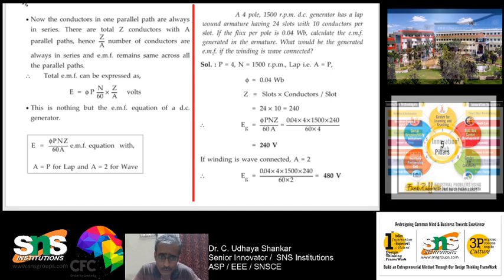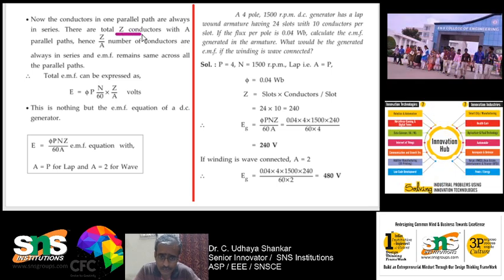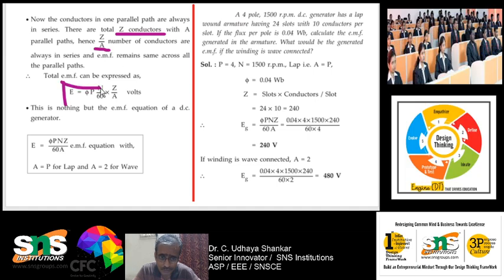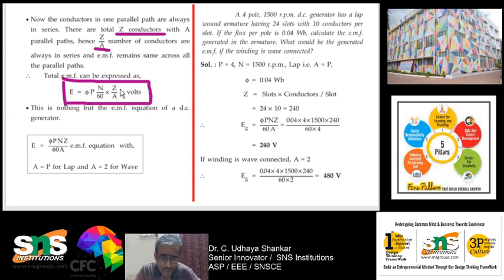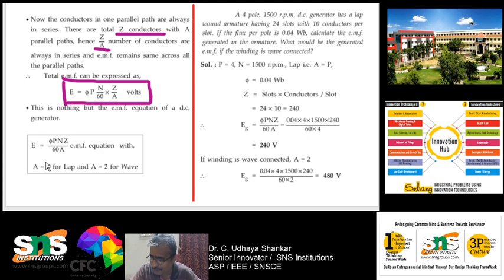You can see that since Z conductors are used with A parallel paths, the number of conductors per path is Z by A. So finally the expression comes like this: the EMF generated will be equal to phi P N Z divided by 60A. In short, I will always remember it as phi Z N P, phi Z N P, that is phi Z N P by 60A. This is the formula of the generated EMF.